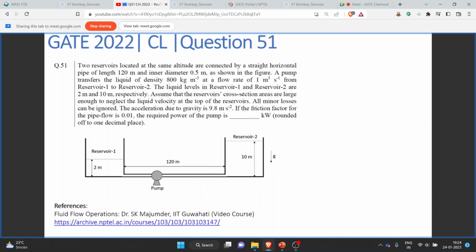Assume that the reservoir's cross-section areas are large enough to neglect the liquid velocity at the top of the reservoir. All the minor losses can be ignored. The acceleration due to gravity is 9.8 meter per second square. If the friction factor for the pipe is 0.01, the required power of the pump rounded off to one decimal place is dash.